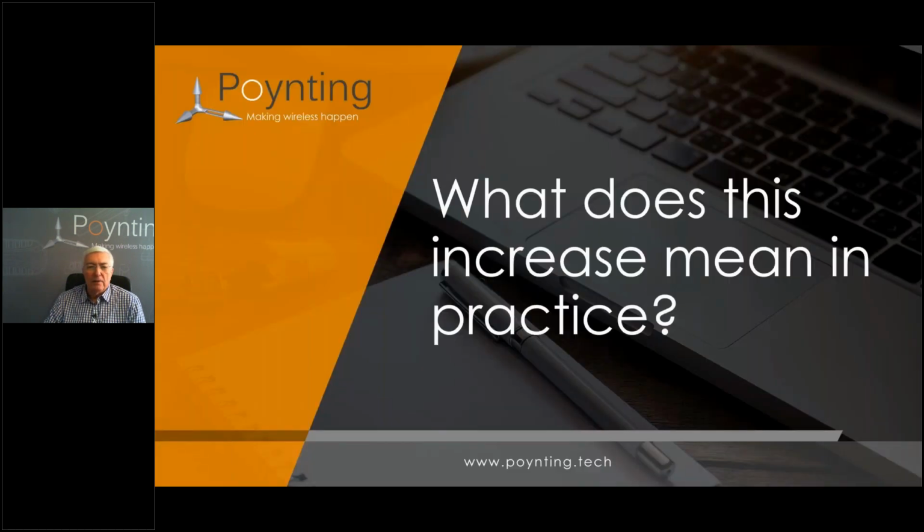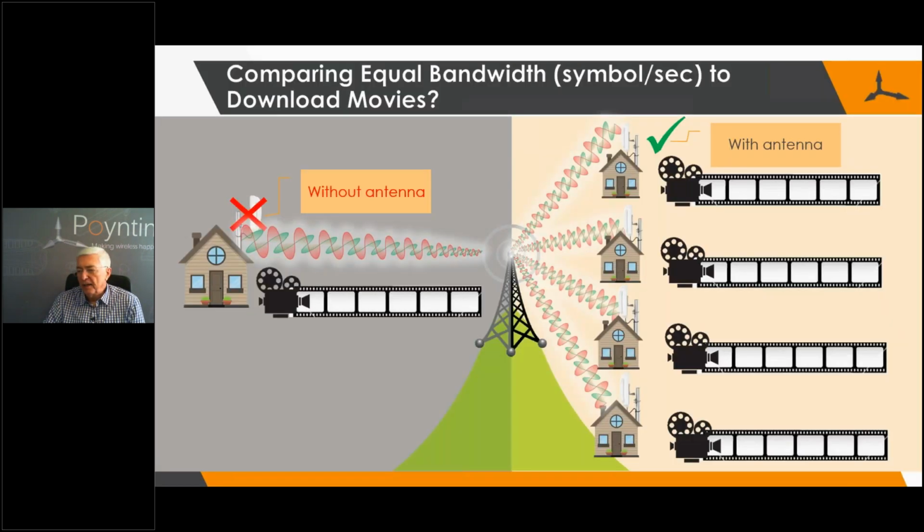Okay, so let's have a look and see what this increase in performance means. I have a little fun one again here. We have a scenario where on the left-hand side we have a homestead without an antenna, and on the right-hand side we have 4 homesteads, 4 houses, all of these with pointing antennas. And we're going to start a video download.